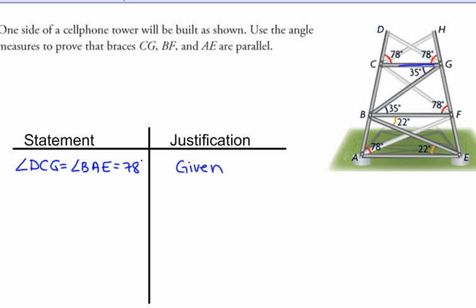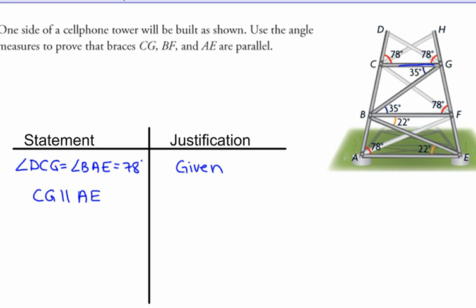So often, one of our reasons or justifications for saying something is that it's given. And just because it's given doesn't mean it's not important in a proof. It's important that those are given and that they're both equal, so we have to state it in our proof. So angle DCG equals angle BAE. What does that mean? Well, if they're both equal and they're both on the line DA, that means that CG is parallel, that's the symbol for parallel, to AE.